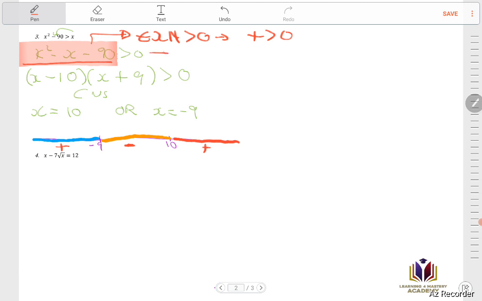Because remember, algebra is all about statements. Even equations are statements. It's left hand side equals right hand side. In this case, it's left hand side greater than, not right hand side, but greater than 0. Okay, so which section or sections support that statement? Simple. It's going to be the blue and the red.